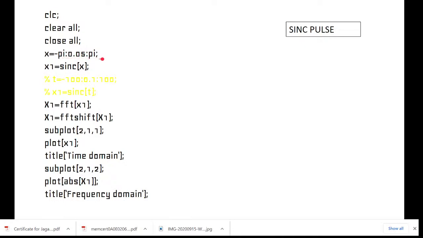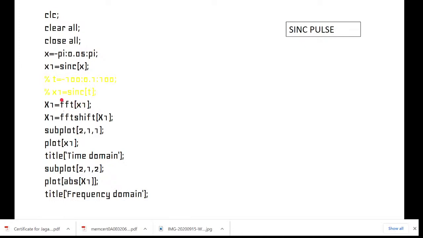The Sinc function is defined for this instance, for example, it varies from minus pi to plus pi with increments of 0.05. For those horizontal axis points, we call the Sinc function to generate the Sinc pulse, and that is held by the variable x1. x1 is equal to the Sinc function of this. These limits, minus pi to pi, will be used to draw the Sinc function with the help of the sinc command. So x1 will hold the Sinc pulse.